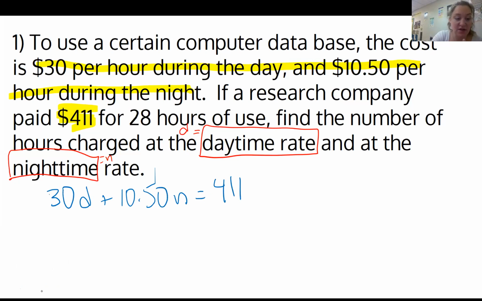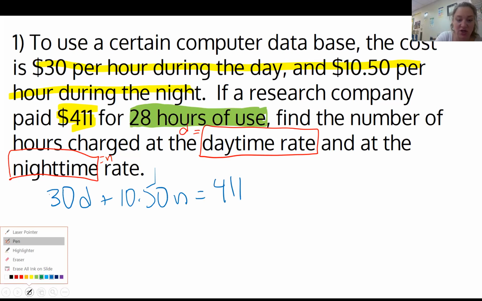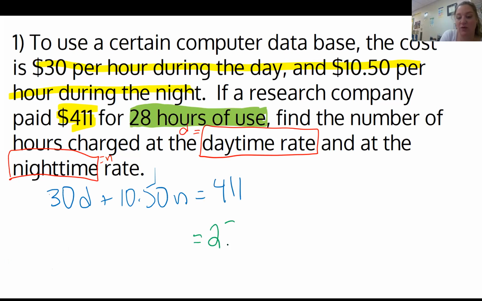Okay. There is still one more number left over. And my problem, 28 hours of use. Okay. So that means that's my total hours. Well, I can't make an equation with just one number. So let's think about it. If that's my total hours, it is going to equal 28.